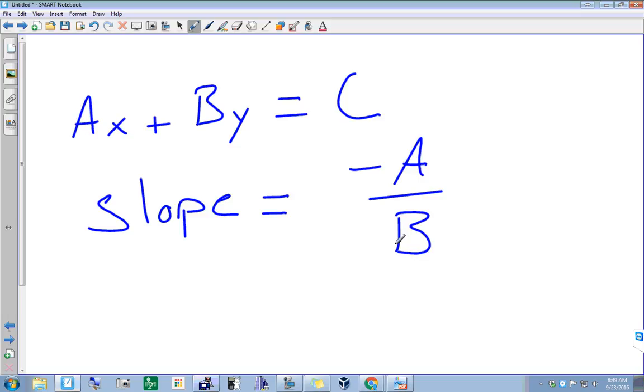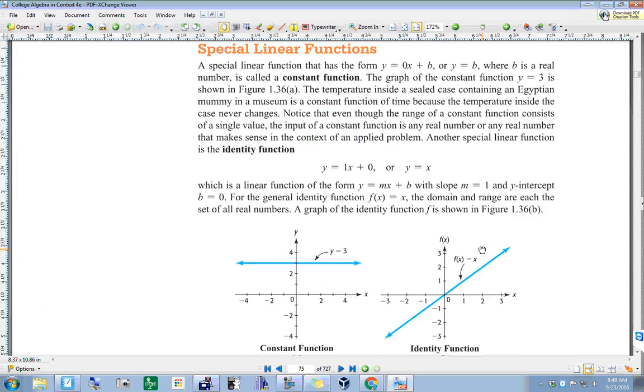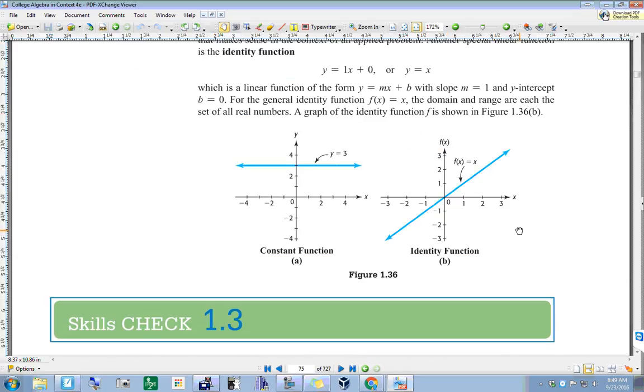Now, if you do the algebra in your head, you move the Ax to the other side, that's negative Ax over there. Then you divide by B, so it'd be negative A over B. But it's handy to have that little piece of information as we go through and work on things. So, with no further ado, I am going to let you guys get to work on this.